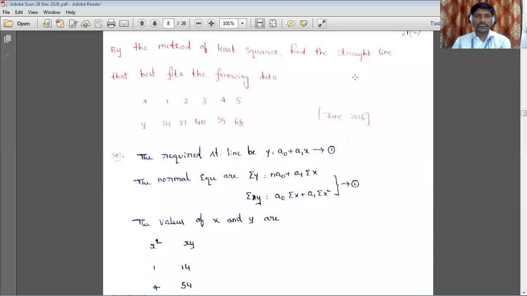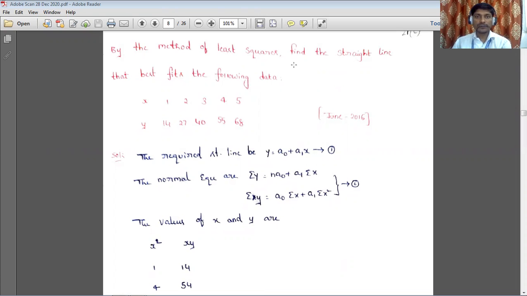A few more problems. We'll see them on fitting a straight line. Yesterday we already saw some problems. Now we are going to see a few problems on fitting a straight line. See here how they ask the question, the way the question is asked.